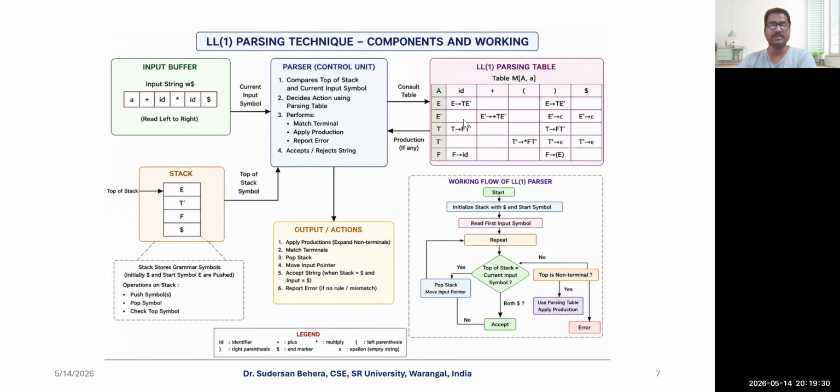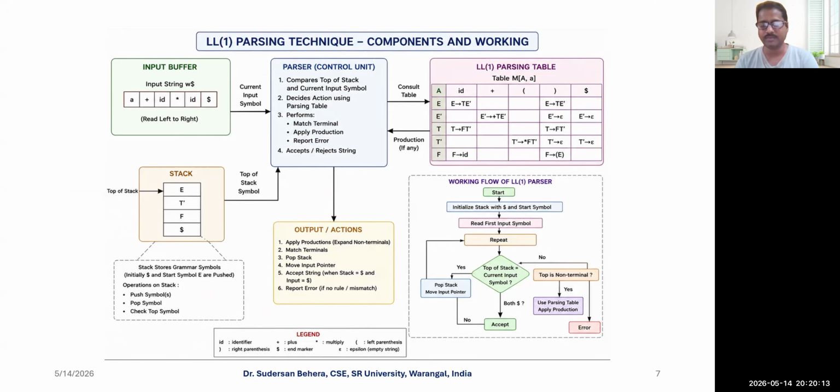E derives T E dash. In that way, E will be replaced on the top of the stack with T and E dash. Then T will be replaced with F, sorry, T dash and F, and finally F will be replaced with ID. When ID matches with ID, the parser proceeds to scan the next input symbol and simultaneously pops the stack, and the next stack symbol appears at the top of the stack. This process will continue.